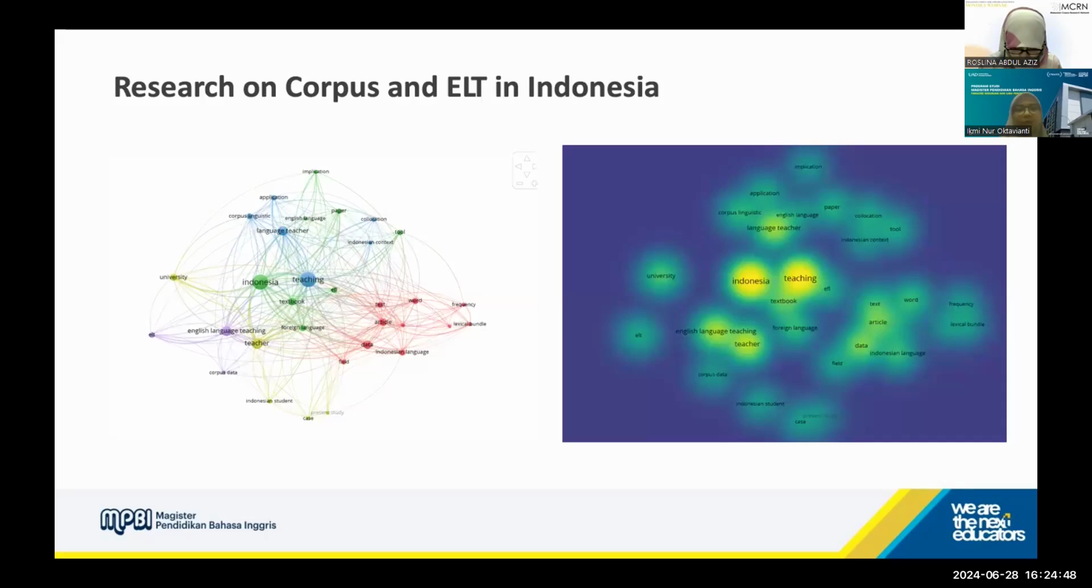However, if we are trying to visualize the corpus research in Indonesia, especially in the pedagogical context, it is from 500 papers collected from Google Scholar. So this one is the visualization. We can see that there are a lot of issues or topics that were discussed regarding corpus use in language teaching in Indonesia, and it's still relevant to discuss even until today.